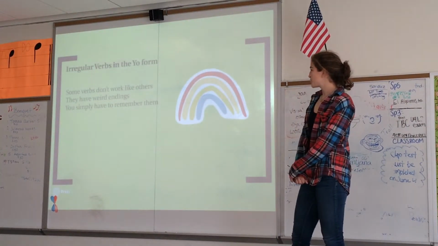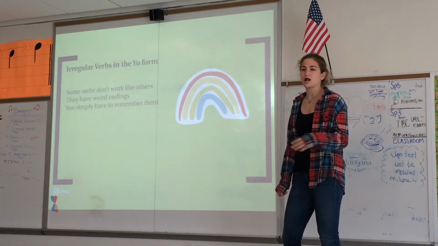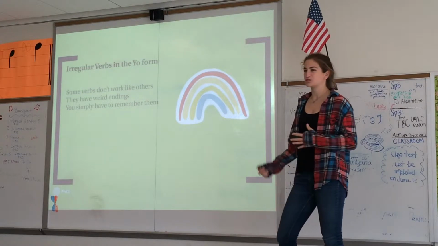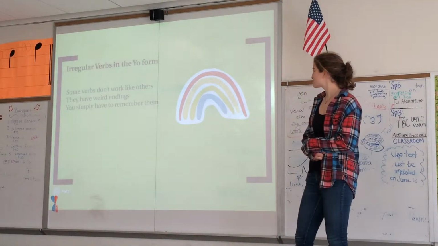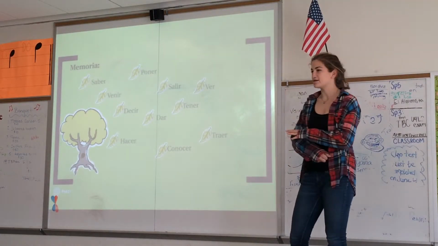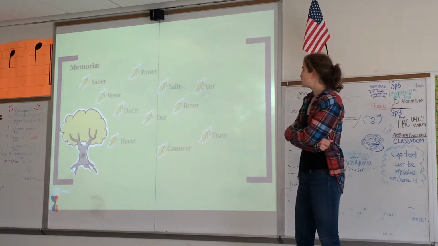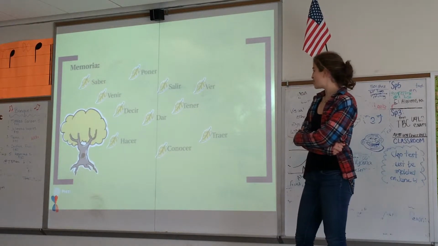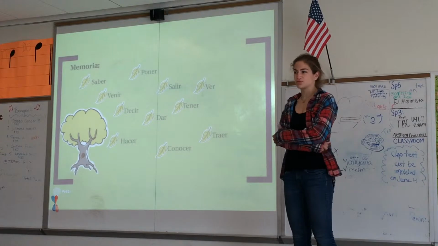Okay, so irregular verbs in the yo form. Some of the verbs don't work like the normal AR, ER, IR verbs, and they conjugate differently. And there's not necessarily a pattern, so you just kind of have to straight up remember them. So these are the verbs that conjugate irregularly in the yo form. You have saber, poner, venir, salir, decir, dar, tener, ver, hacer, conocer, and traer. So those are the verbs.